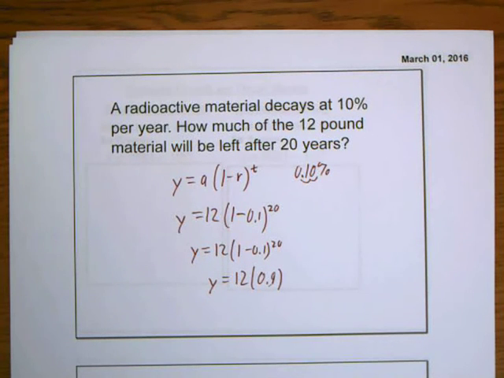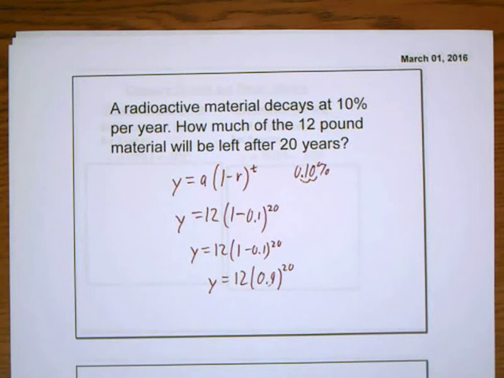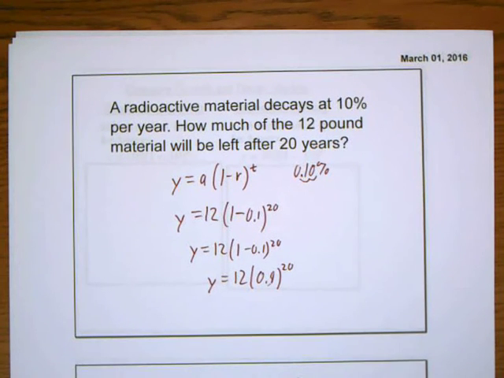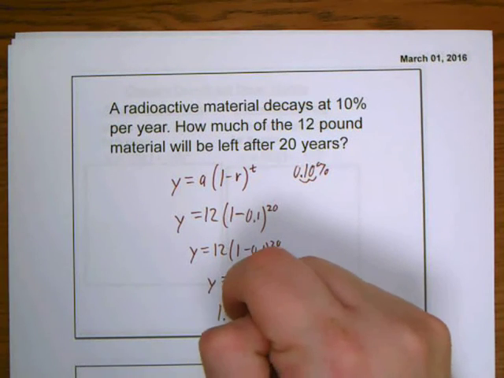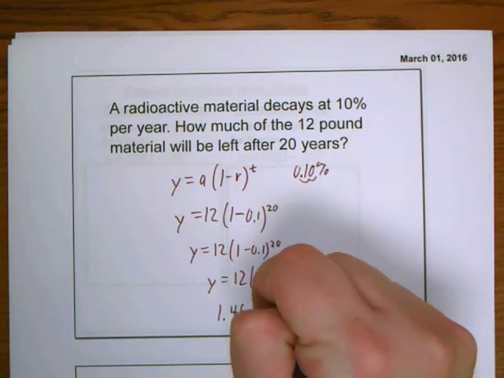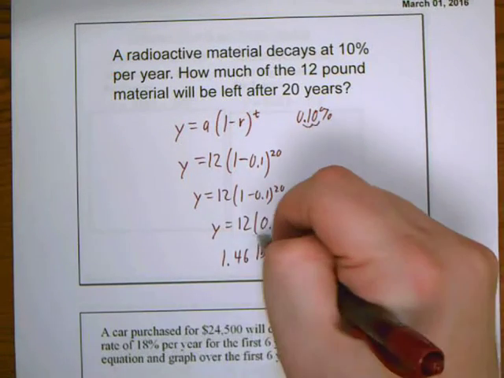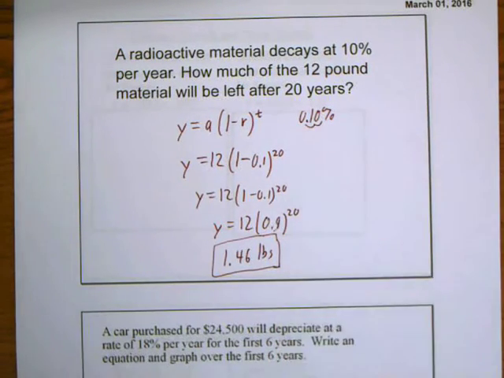Notice when we simplify, that number is going to become less than 1. If it's growth, that number inside will be 1 or greater. So we still have to the 20th. Now when we type that into our calculator, we type it in exactly the same way. We're going to find that it comes out to be 1.46 pounds.